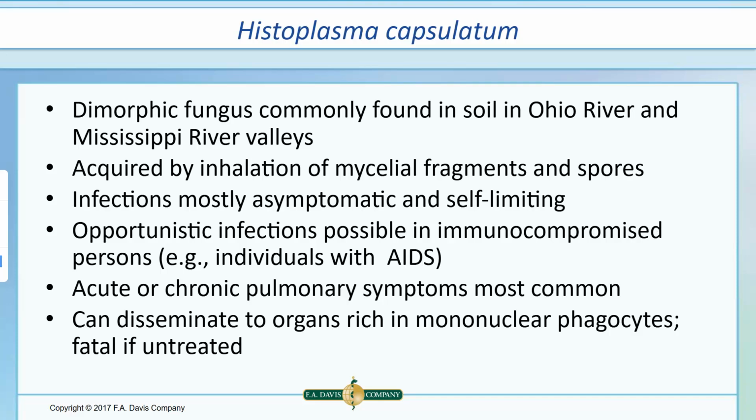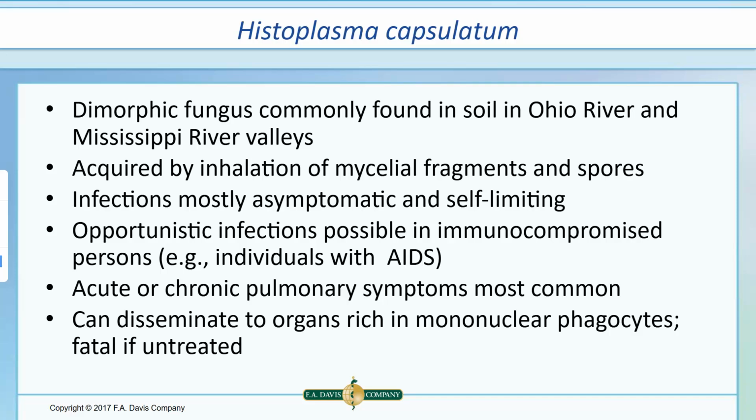Histoplasma capsulatum. It's a dimorphic fungus. Dimorphic means that it can grow in different forms at different temperatures. So at body temperature, it would take on more of a yeast form, but at room temperature, it would take on more of a mycelium, or mold-type form. And it's commonly found in soil in the Ohio River and Mississippi River valleys.